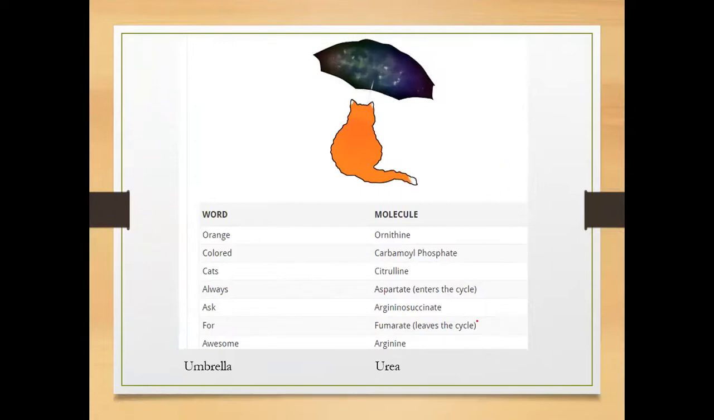So some mnemonics. I don't know if this could help you. So yung order ng mga molecules sa urea cycle: Orange colored cats always ask for awesome umbrella. This is an orange colored cat. Always ask for awesome umbrella. So O is for ornithine, C is for carbamoyl phosphate, then citrulline, aspartate, arginosuccinate yung A, and then fumarate, arginine, and urea. I don't know kung papakinabangan.